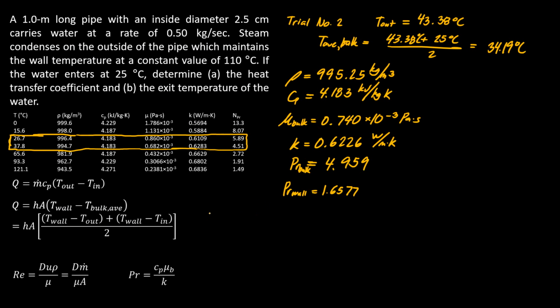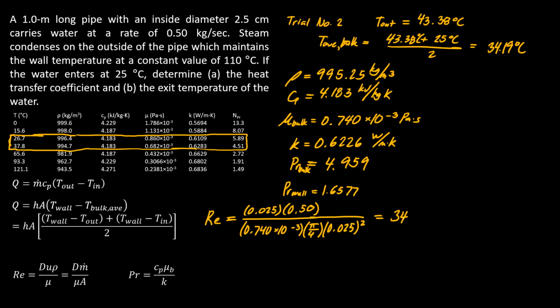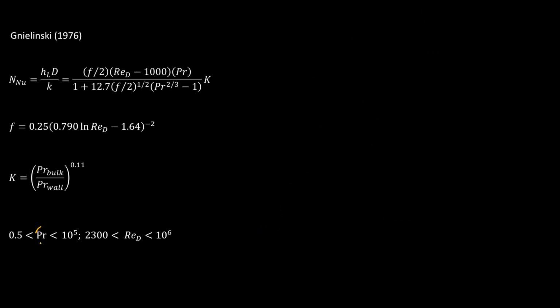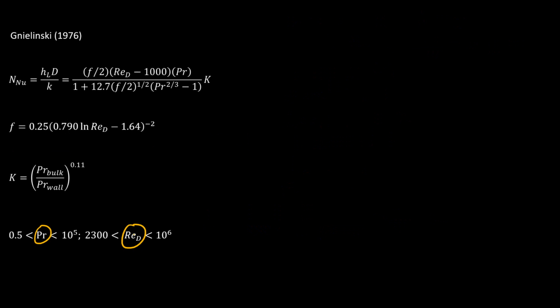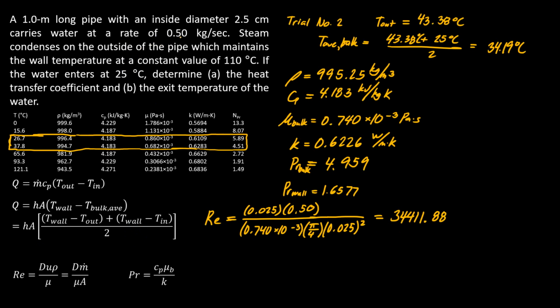Okay, first of all, again, Reynolds number to see if it's still valid to use that empirical equation. Okay, Reynolds number 34411.88. So, as you can see here, Prandtl's number is 4.9, still in this range. 34,000, still in this range. So let us just 34411.